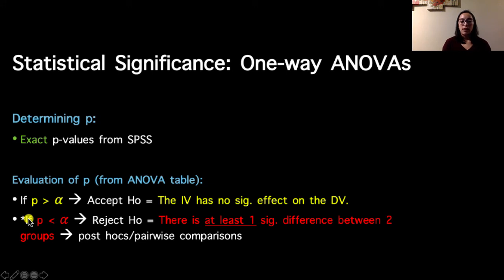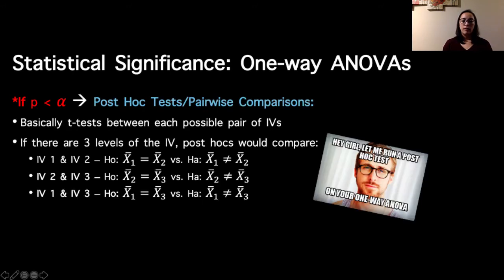If you have a p less than alpha, because we have 3 different groups, there's potentially 3 different comparisons that we can have between each of those groups, and our ANOVA is just saying that at least one of those pairs of means is not equal. Okay, so in that case, we need to do some follow-up tests or post hoc tests, also referred to as pairwise comparisons. And these are basically glorified t-tests between each possible pair of independent variables.